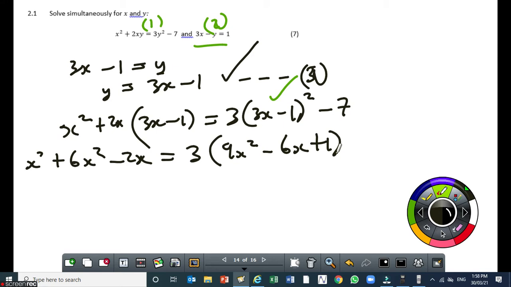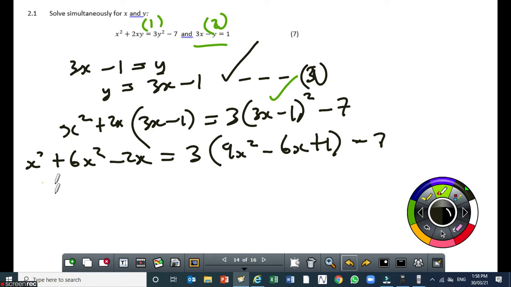So 3x times 3x will give you what? 9x squared. 3x times minus 1, you get 3x. Minus 1 times 3x, you get what? 3x. Minus 1 times minus 1, you get positive 1. Here you get your negative 6x, which is what I got there. Okay? So that becomes minus 7. You following? Then we can simplify here, we get 8, so 7x squared.